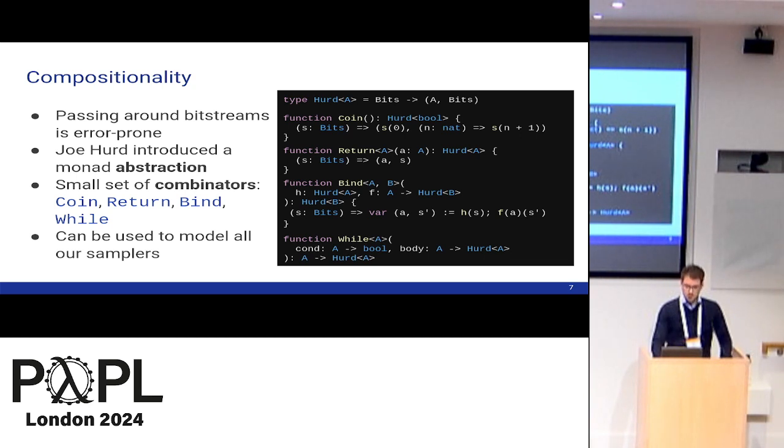Bind does composition. And finally, we need some construct for looping, which is called while, which operates on a state of type A. And as long as the condition is satisfied of the state, it transforms it with the body function.